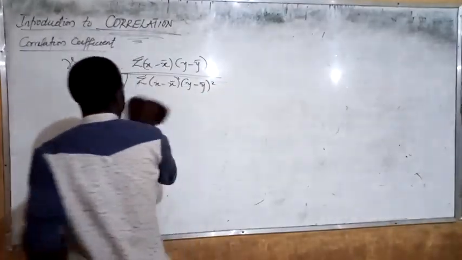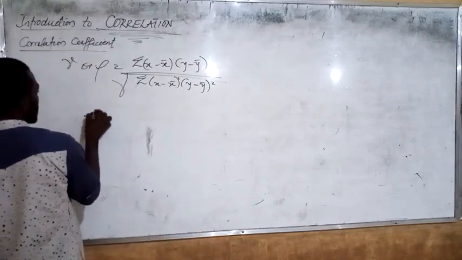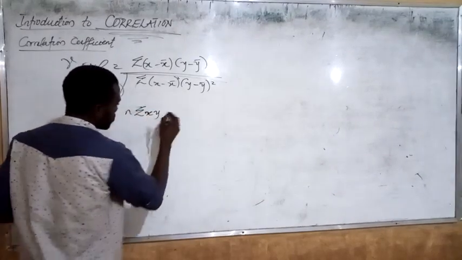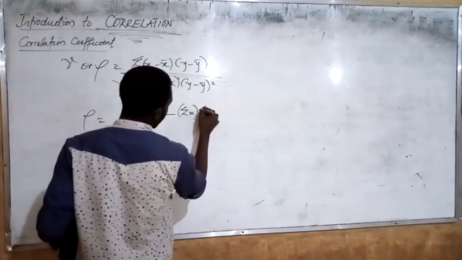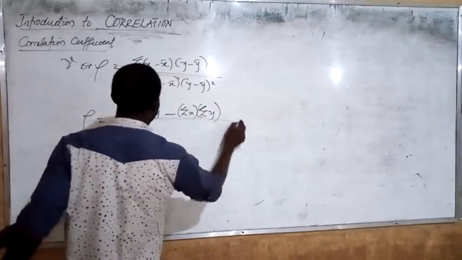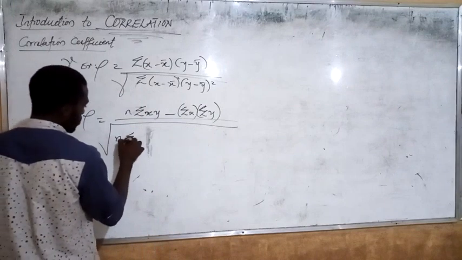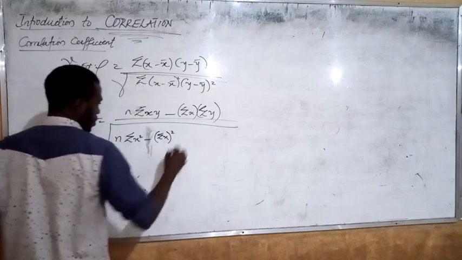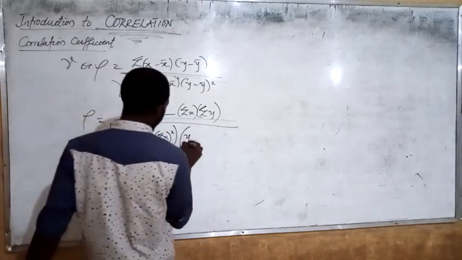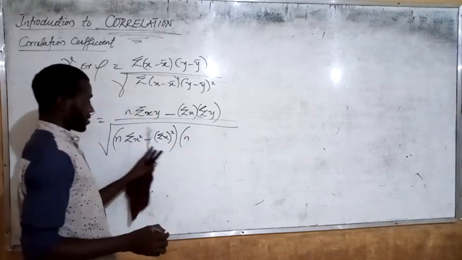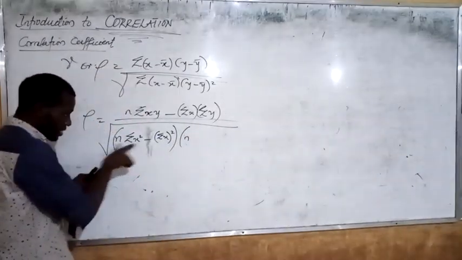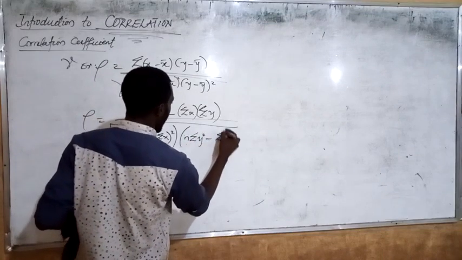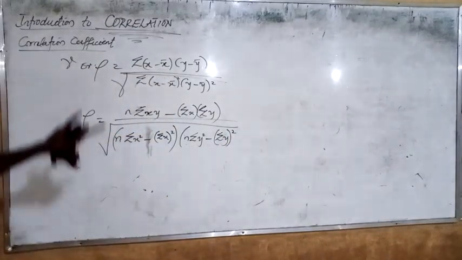All right, so the second formula is, you can say rho is equal to summation xy minus summation x times summation y, all over the square root of n summation x squared minus summation x all squared, close bracket, and for y, you're just going to copy this and change x to y. So n summation y squared minus summation y all squared. All right, so these are the two formulas for the correlation coefficient.